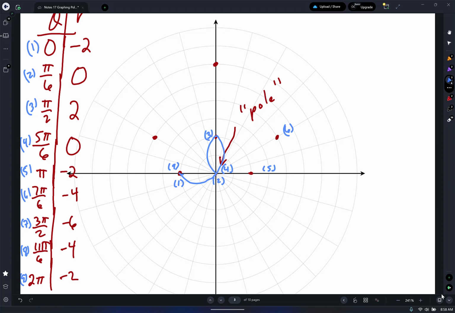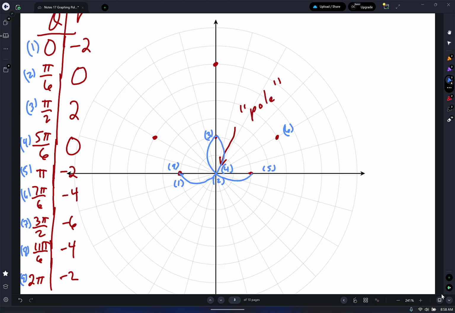And then from 4 to 5, how do I connect 4 to 5? Do I go through quadrant 1 or quadrant 4? Well, you can already see it. 5 pi over 6 to pi, that's quadrant 2. But look at your r. Is it positive or negative? Negative. So if I'm in quadrant 2 and my r is negative, I'm going to be in quadrant 4. So you connect it like this.